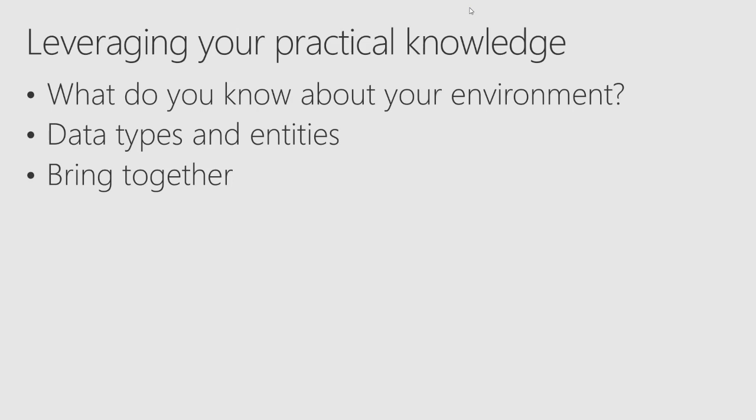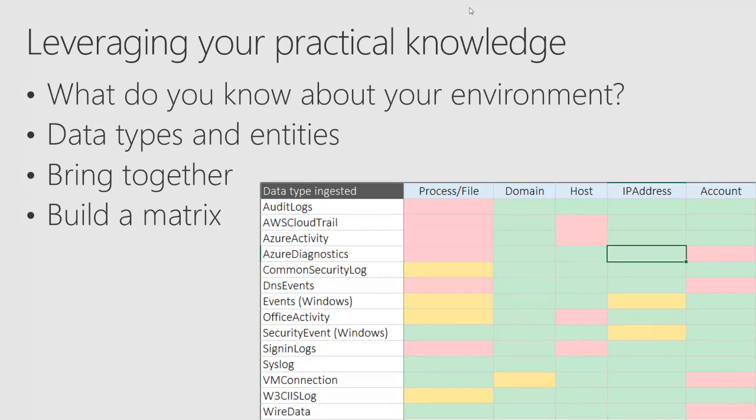And in order to bring it together, we build a matrix of what we can pivot across, and that matrix looks like this. This is an example, and this is something that I think we bring through into Azure Sentinel, though not in this type of view. We do show you the data types that you have. We don't necessarily bring it across to the entity side mapping like this, but this is something we're looking at trying to put into the GitHub wiki to help people going forward, so they don't have to build these on their own and go through the process.